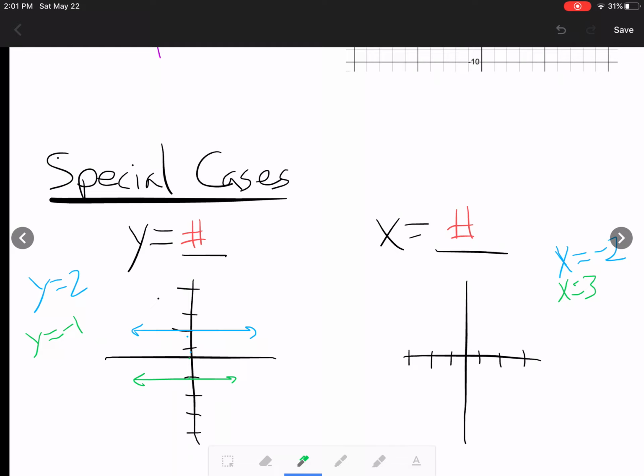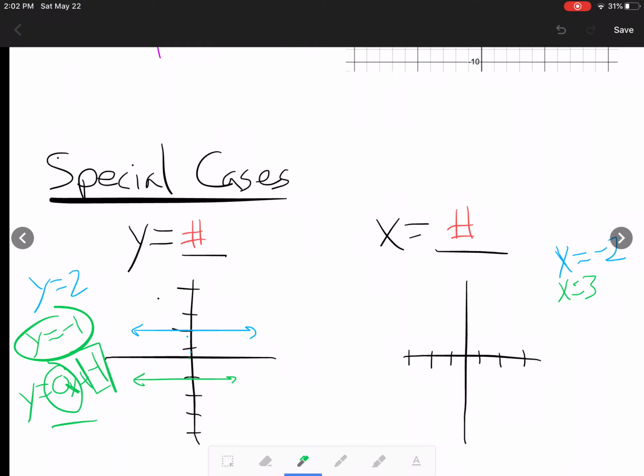Now, the reason why this is the case is this equation could be rewritten as y equals 0x plus -1. My slope is 0. 0 has a flat line. This is just telling me where I need to start it, and I just keep it horizontal there.